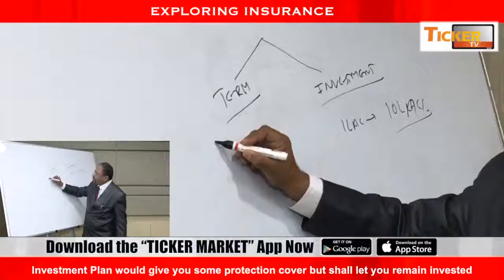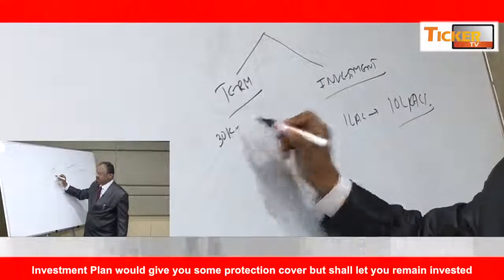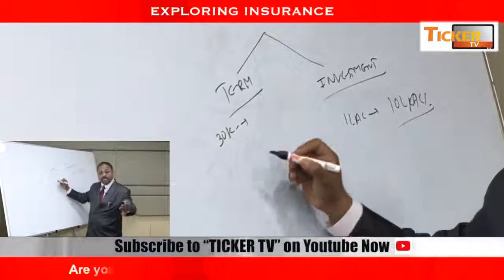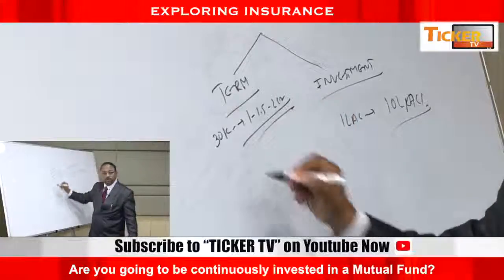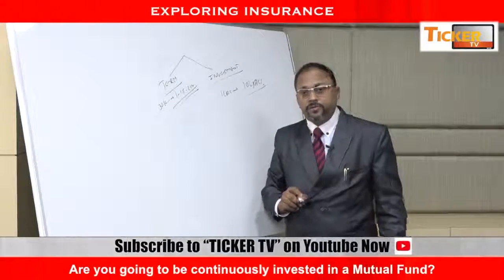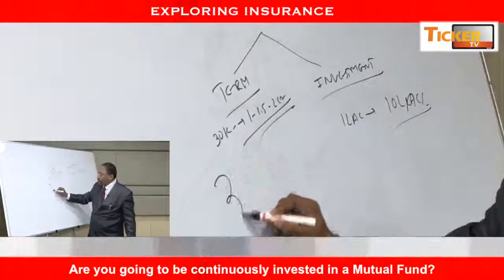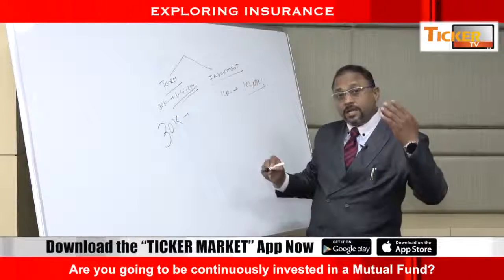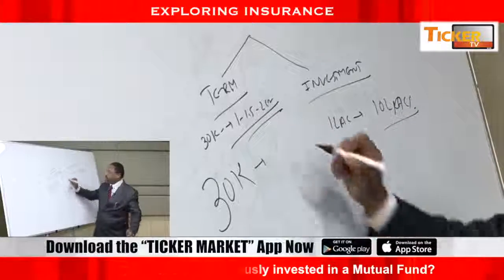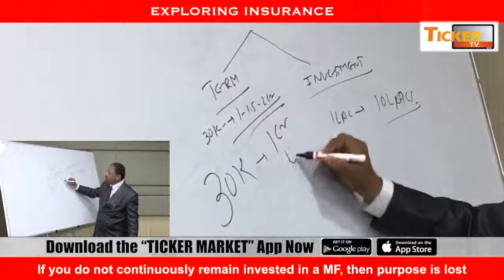So if you pay a premium of only 30,000 rupees, you may be surprised, you may get somewhere like 1 to 1.5 to 2 crore, depending on your age. So if your premium is 30,000 rupees, I'm repeating, you may be surprised to know that you may get a cover of anywhere between 1 crore to 2 crore.